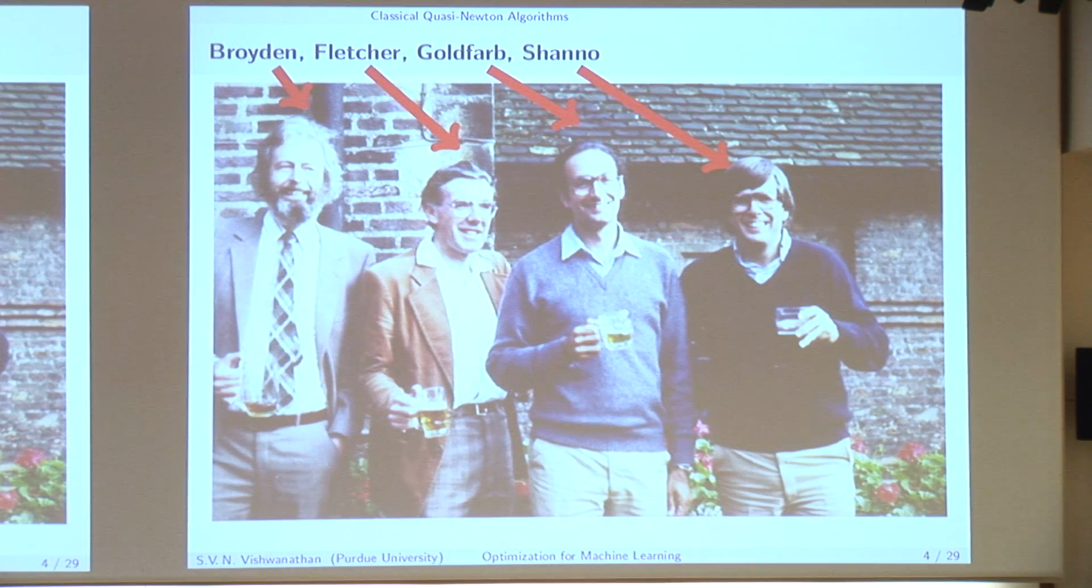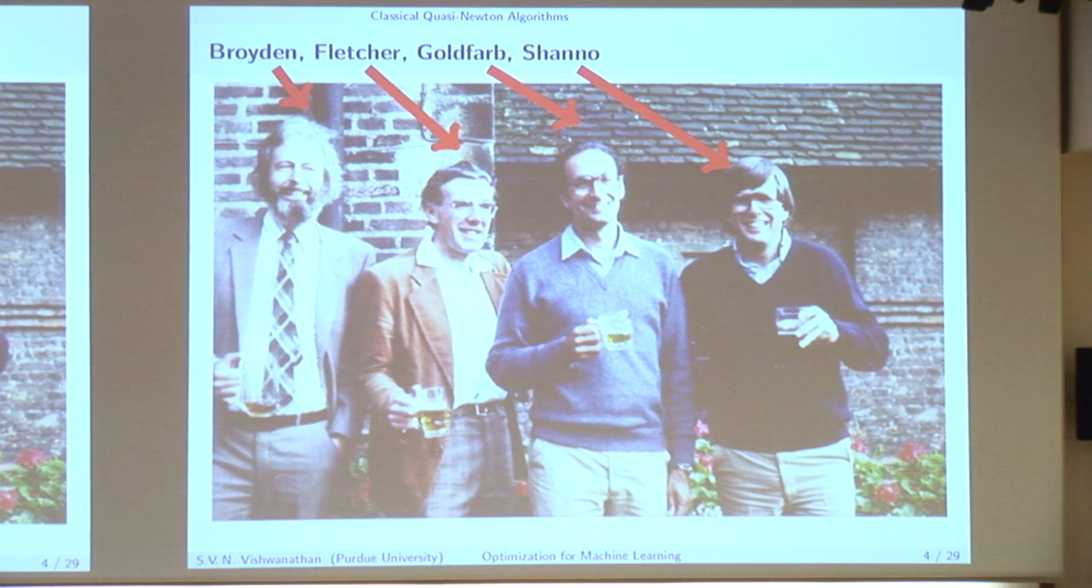Is it the same Fletcher as from Fletcher-Reeves? Yeah, it's the same Fletcher from Fletcher-Reeves. And Broyden, more or less, his entire career has been on BFGS type methods. Shanno did other things. Goldfarb also did a lot of other things. I mean, Goldfarb is also very, very well known in optimization.